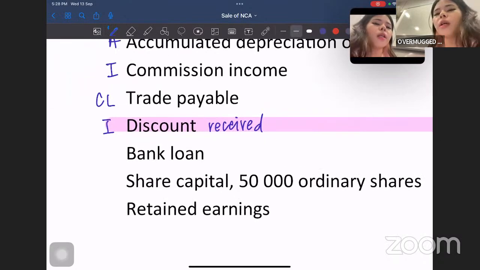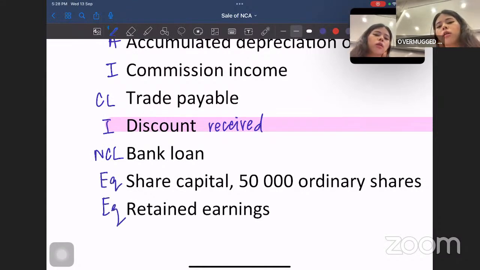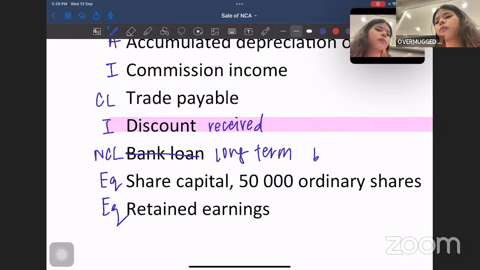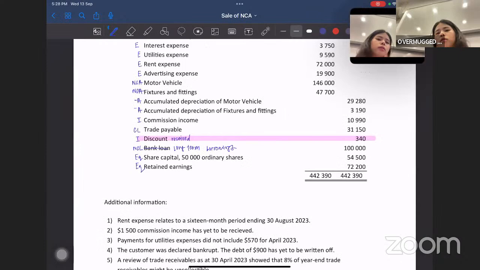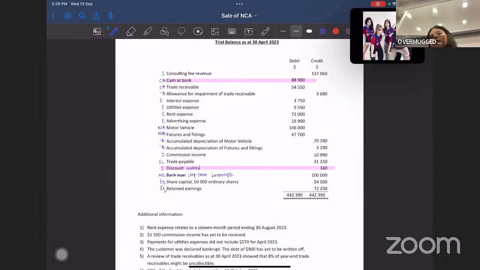Okay, then remaining one, bank loan, NCL, shares, share cap, and your retained earning, this one will be your equity. Okay, and then do take note that for bank loan, I cannot write bank loan, I have to write as long-term borrowing. So these are the things that you just have to take note of when you start. Again, I would recommend students who are taking O-level this year, you do one financial statement every week.